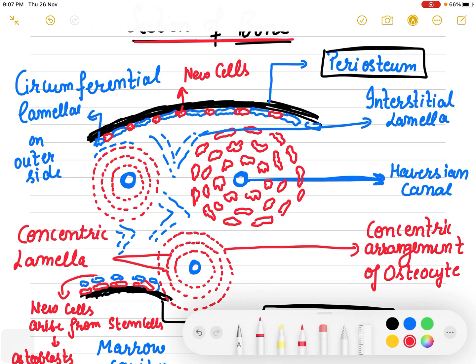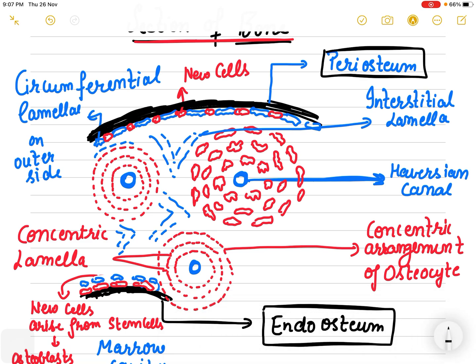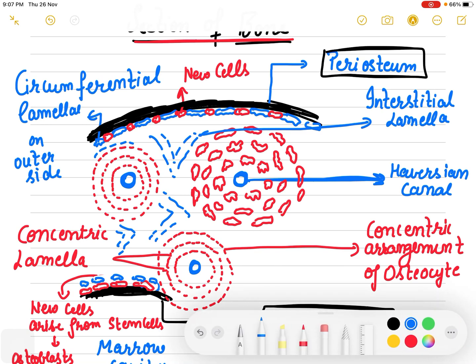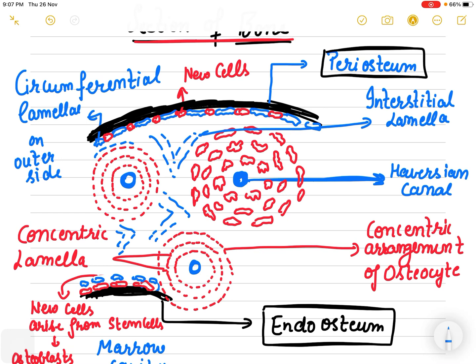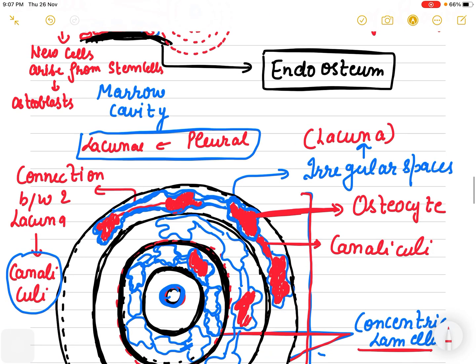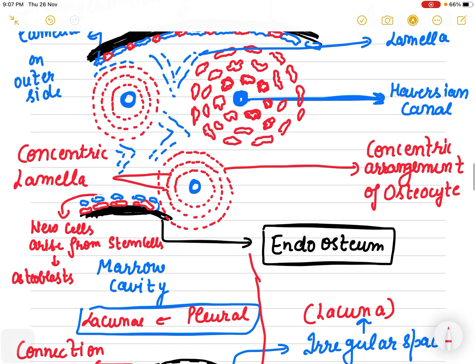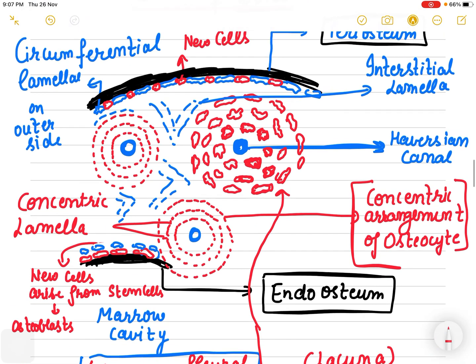So up to now, what have we done? This is the fibrous layer, the periosteum, and this is our endosteum. Now there is this Haversian canal, around which these concentric rings are present. We have just put this structure into this form. And these are called the concentric arrangement of osteocytes.